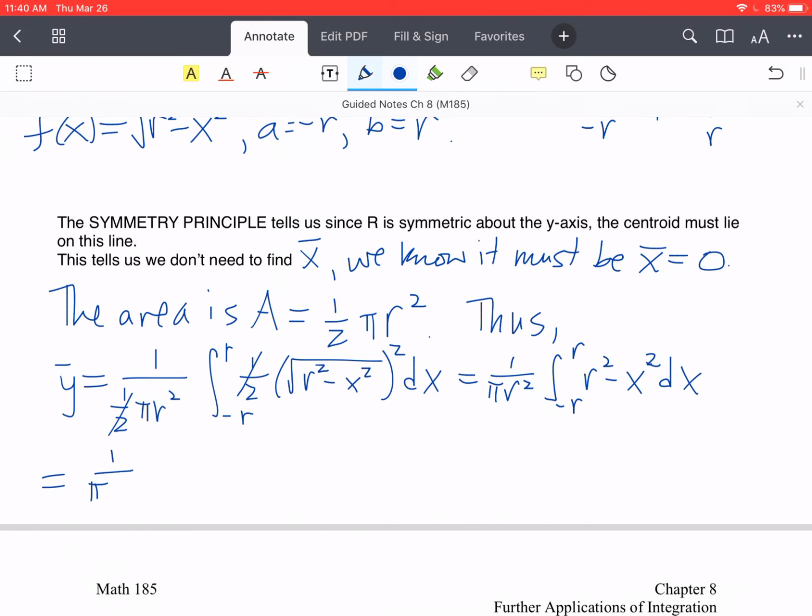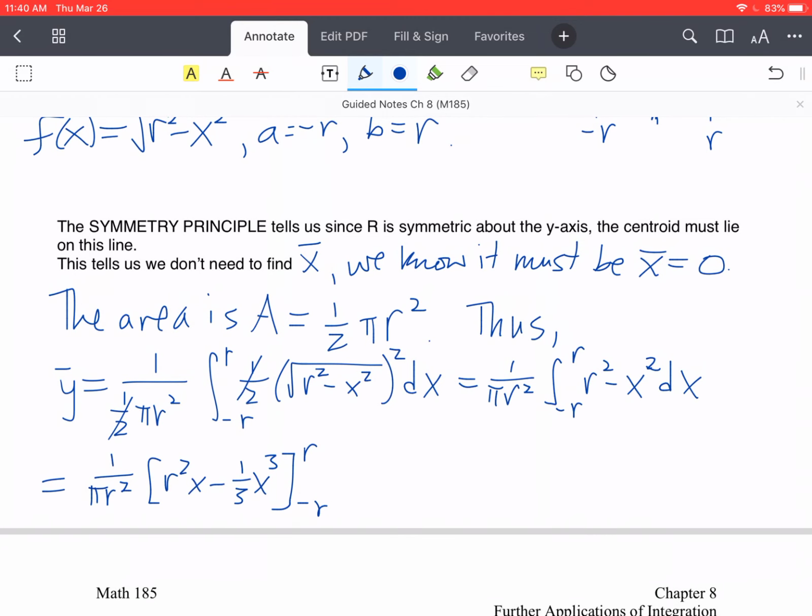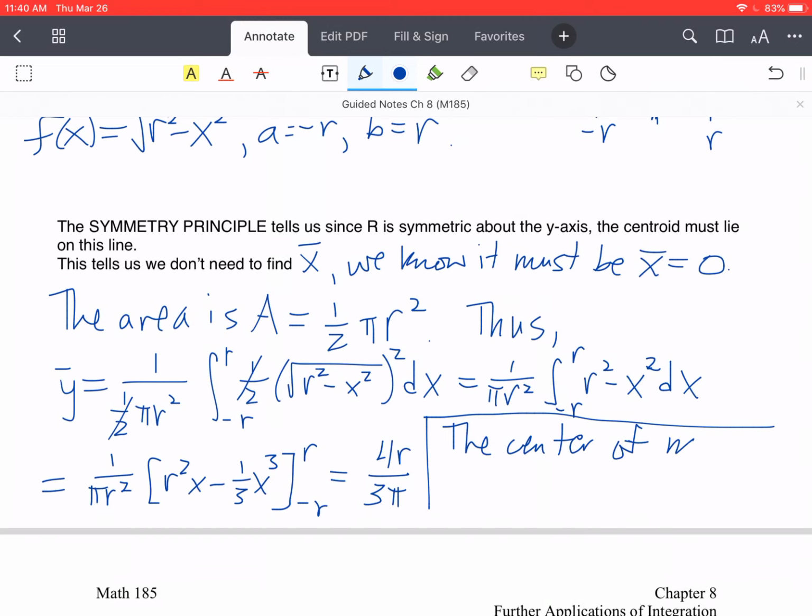Okay. Take the antiderivative. This is with respect to x. So we get 1 over pi r squared times r squared x minus 1/3 x cubed, evaluated from negative r to r. And then if we evaluate that, we get 4r over 3 pi. All right, so what that tells us is the center of mass is at the point 0, 4r over 3 pi.